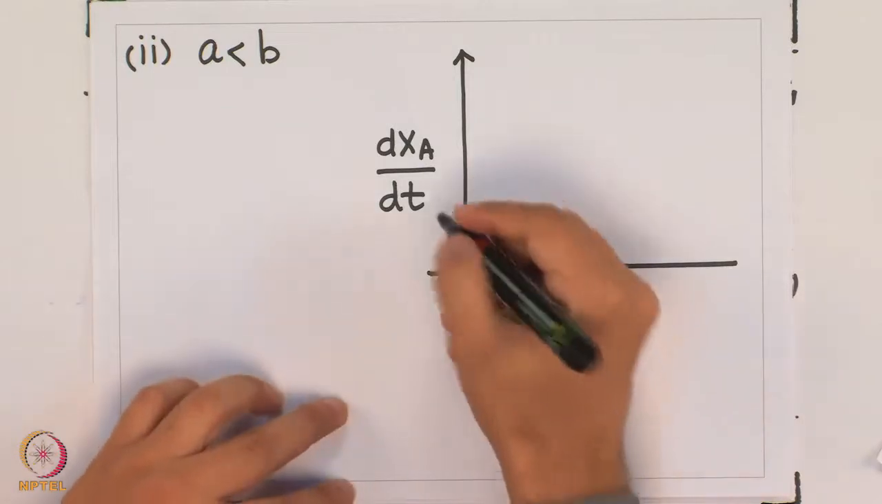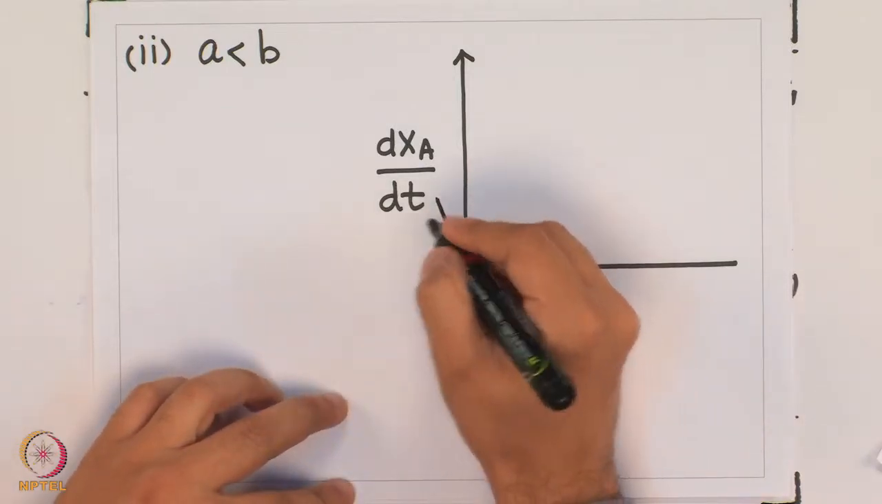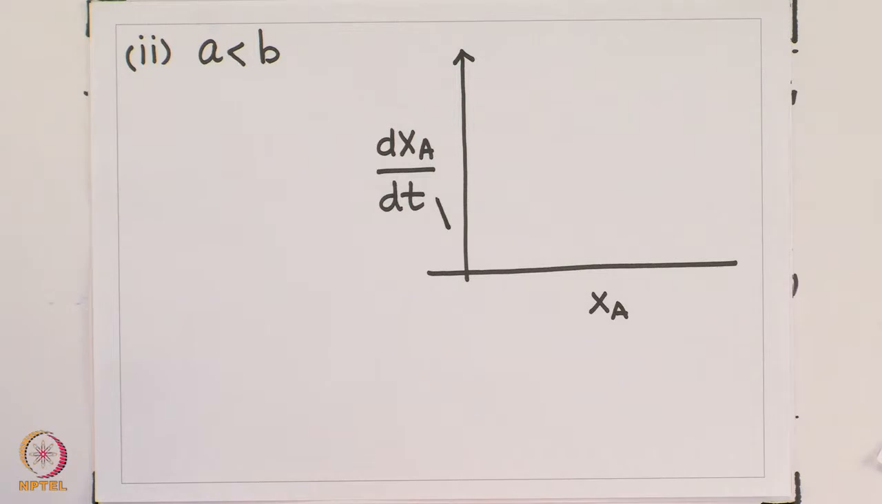So, the shape of the curve at this point is going to look, okay, I want to use a different color.